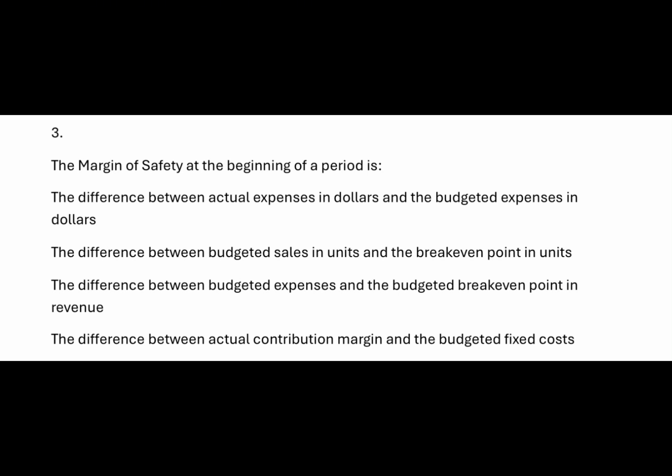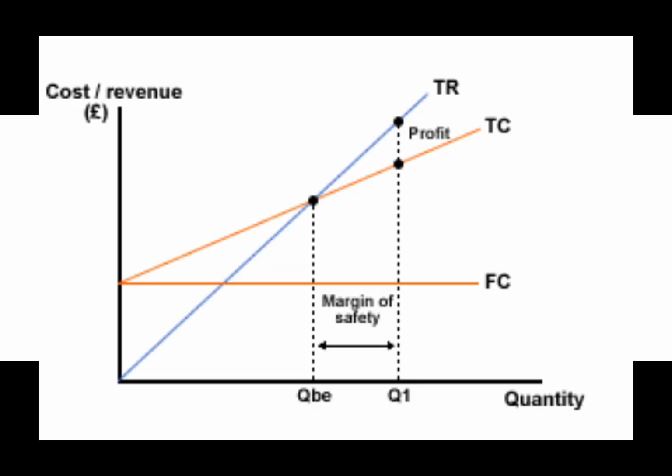This third one, C, the difference between budgeted expenses and budgeted break-even point revenue, the margin of safety focuses on sales, not expenses. And the fourth one, the difference between actual contribution margin and budgeted fixed costs, is that the margin of safety isn't based on contribution margin and fixed cost directly. Just to show you what the margin of safety is, on this graph, you can see the little points between the break-even point and just above. This shows the difference between actual or budgeted sales and the break-even sales level. It measures how much sales can drop before a business reaches its breaking point, where there is no profit or loss. A higher margin of safety indicates a lower risk of incurring a loss.